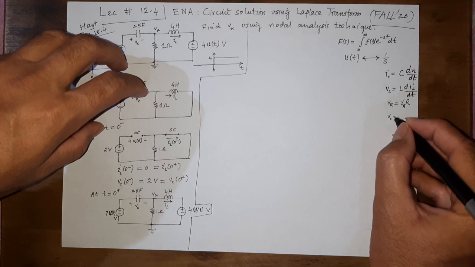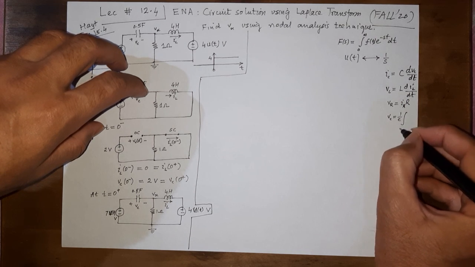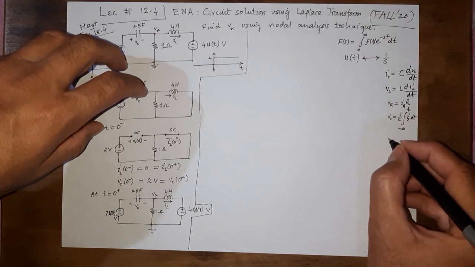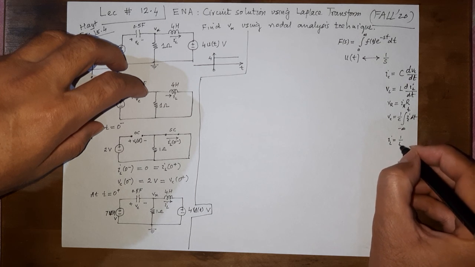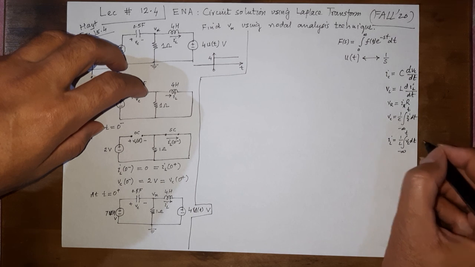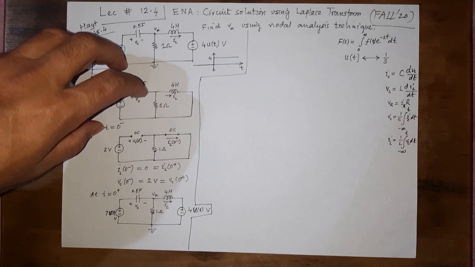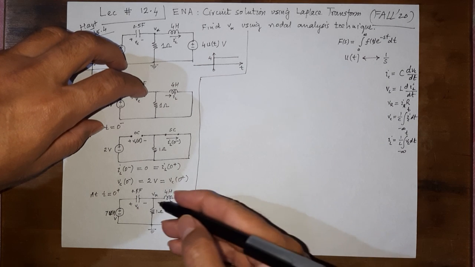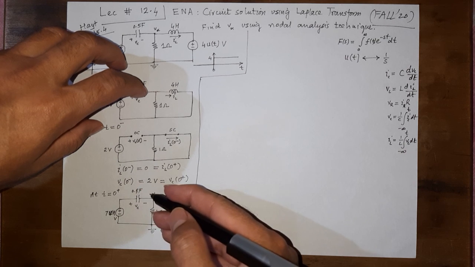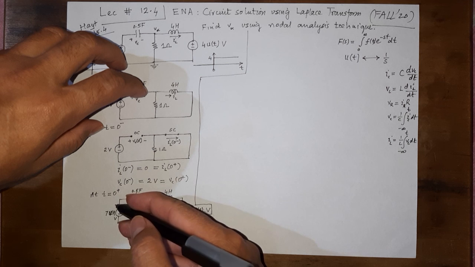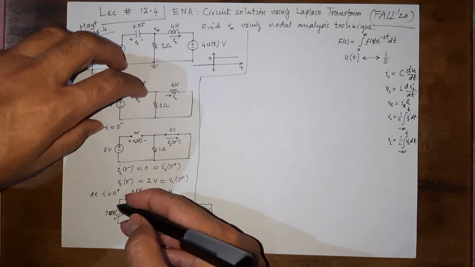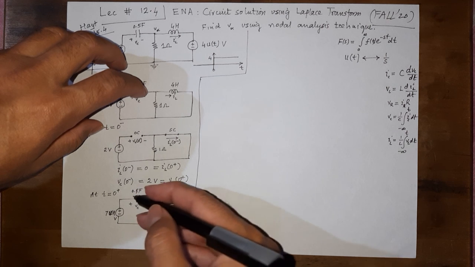So VC is equal to 1 over C integral from minus infinity to T of IC dt, and IL would be 1 over L integral from minus infinity to T of VL dt, and IR is equal to VR over R. You already know that. So in writing this outward current, the voltage across the capacitor is Vx minus 7. This is 0, 7 volts. The Vx minus 7 is the voltage across the capacitor.